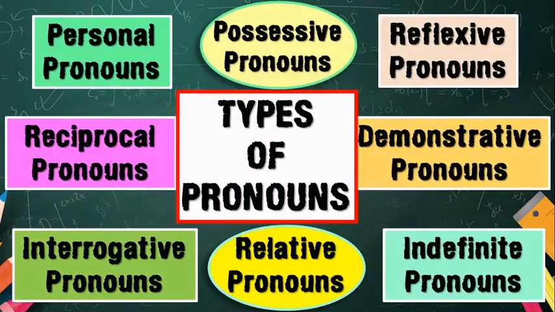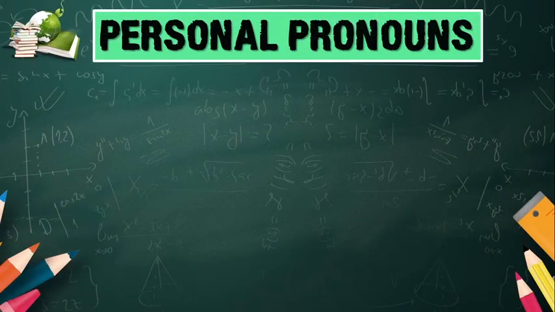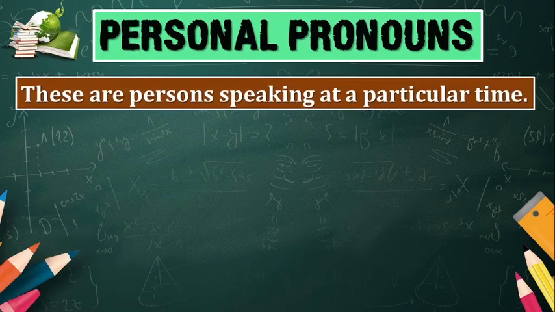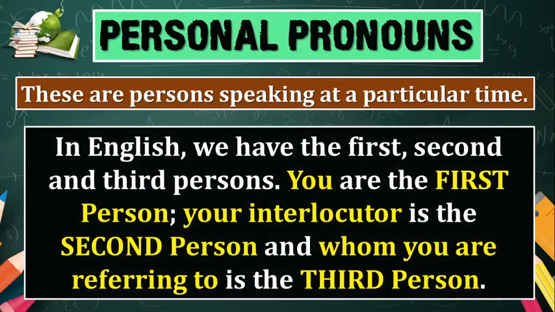Now, let's talk about the different types of pronouns that we have in English. Just like we have different types of nouns in English, there are also different types of pronouns in English. The first type is referred to as the personal pronouns. These refer to persons speaking at a particular time. When you talk about personal pronoun, from the name personal, they refer to the persons that are speaking at a particular time. In the English language, we have the first person, we have the second person, then we have the third person.